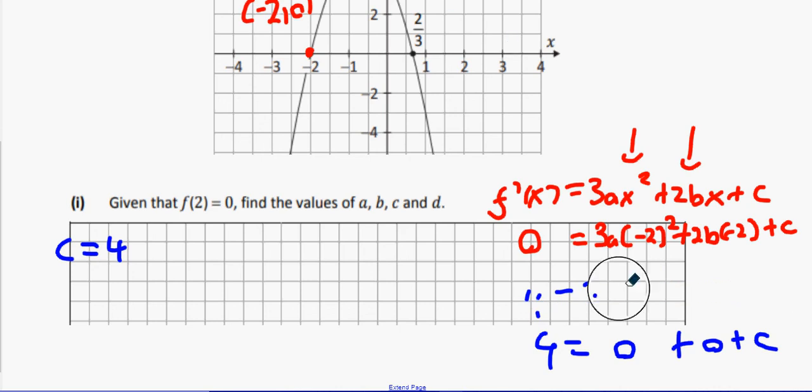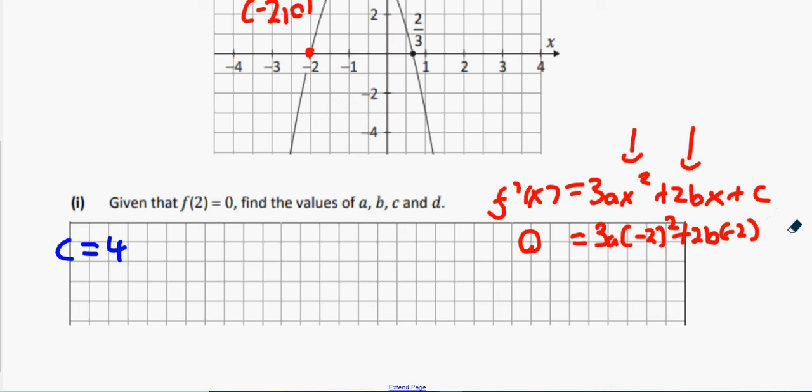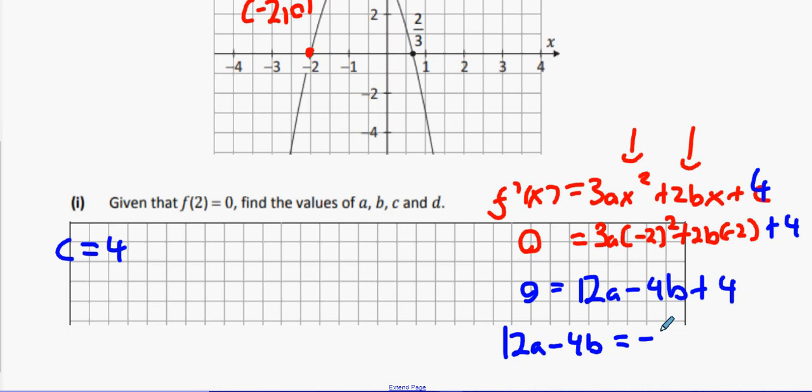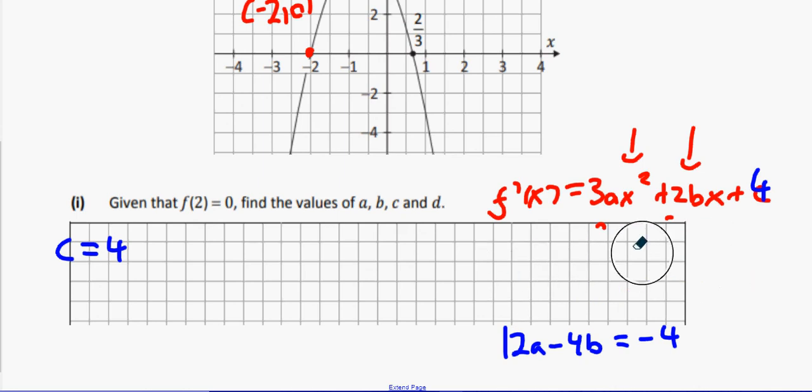Now what I'm going to do is I'm going to put in a c value of 4 here. Okay, going to multiply this out. 3a times 4, that's going to be 12a. That's going to be minus 4b. And that's going to be 4. And then if I move the 4 over the other side, I'll basically get 12a minus 4b equals minus 4. And that's half of a simultaneous equation, alright? So that's a good half of a simultaneous equation. I'm pretty happy about that. Okay, I'm going to bring it over.